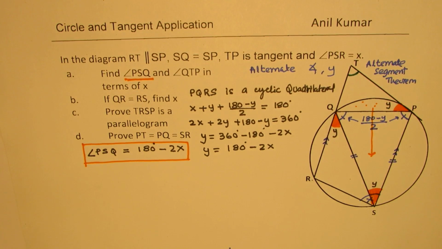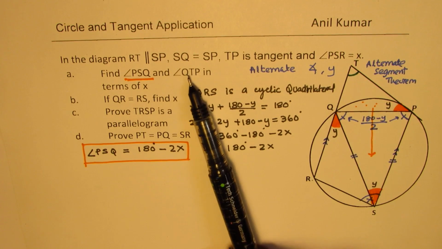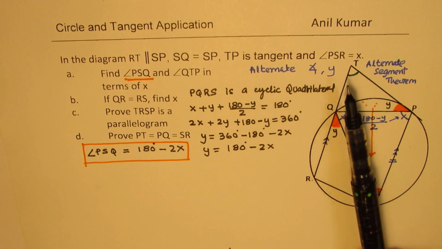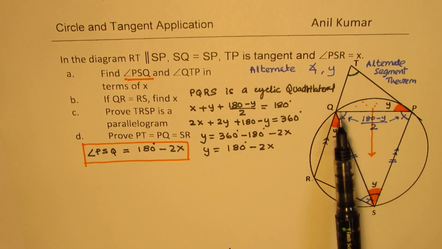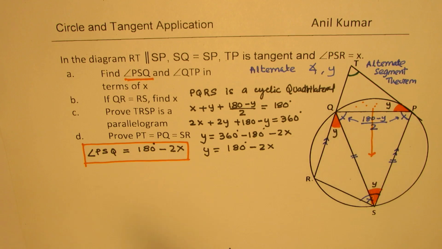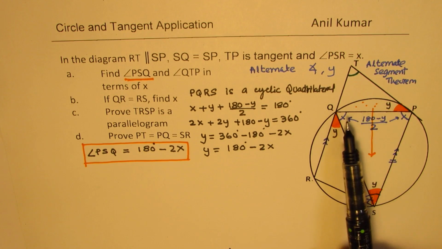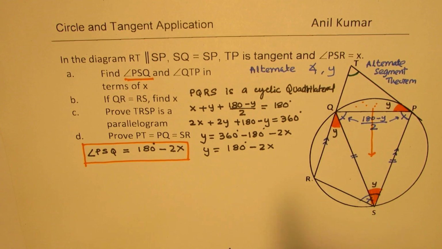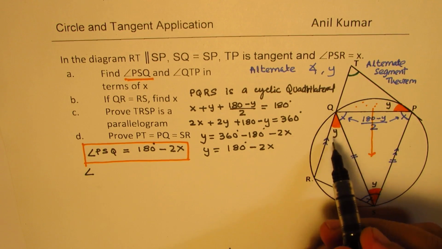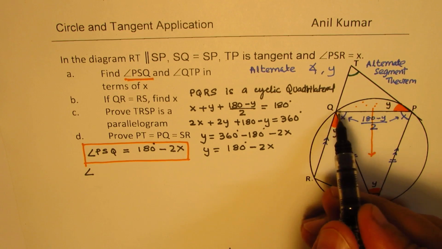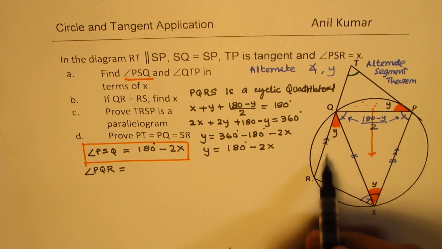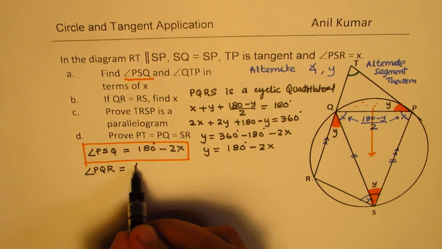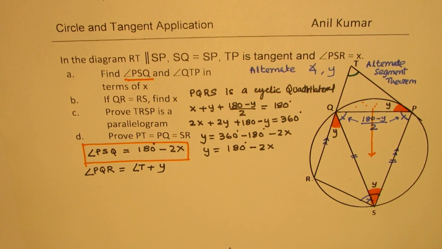Okay. Now let's focus on finding this angle T. If you look into this particular triangle, that is an exterior angle, right? So angle PQR is equal to the sum of these two angles. So angle T plus y, correct? Since this is an exterior angle, right?